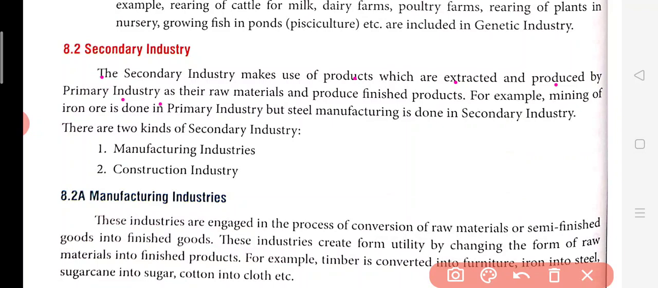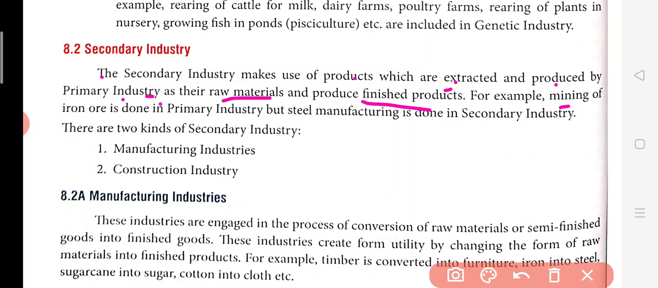Just like if in primary industry we say that a farmer is growing cotton, then this cotton is purchased by the textile mills to make cloth. So let's read it: the secondary industries use whatever is extracted and produced by the primary industry as raw material and convert it into finished products.